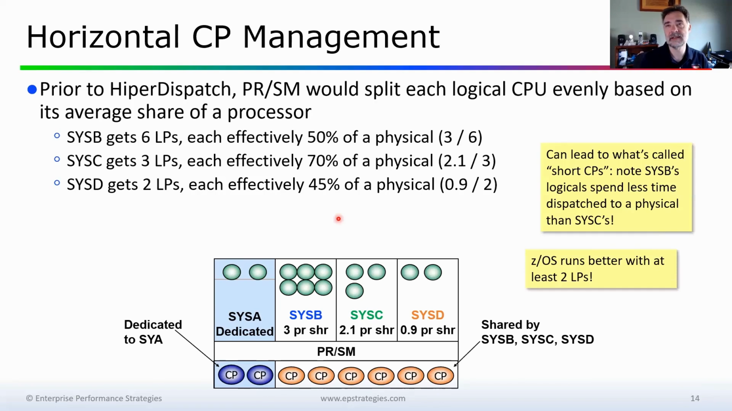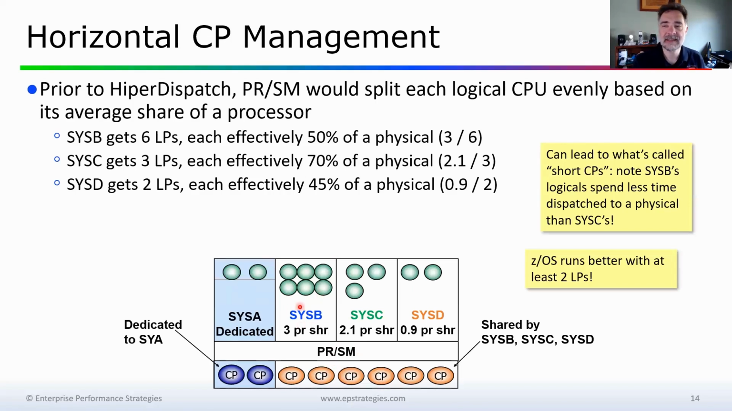Now, in horizontal CP management, prior to HiperDispatch, well, we didn't really call it horizontal CP management. We just called it what PR/SM does, right? But prior to HiperDispatch and what we now term horizontal CP management, PR/SM would split each logical CP on the LPAR evenly based on its share of a processor. So down here, these circles represent the logical processors for each of the LPARs. I guess I didn't mention, here are the physical processors, with PR/SM sitting in between.